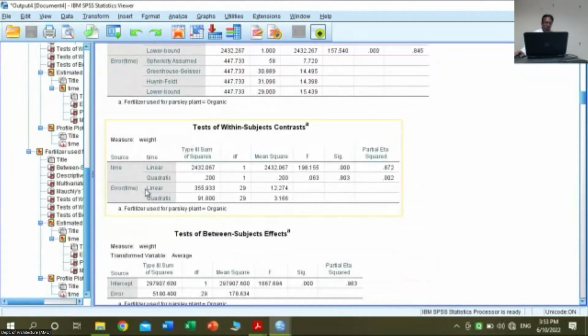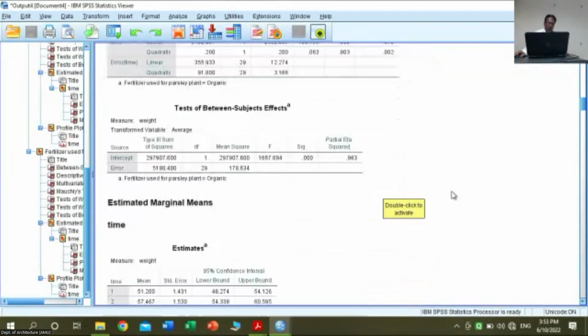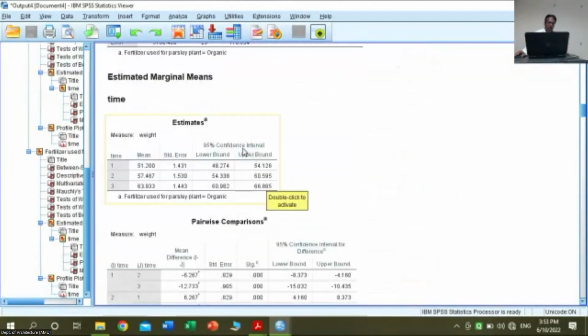This is the overall significance of the model. The p value is 0.000. That means it is a significant model. And these are the estimated values. Estimated means for a model, means are estimated.